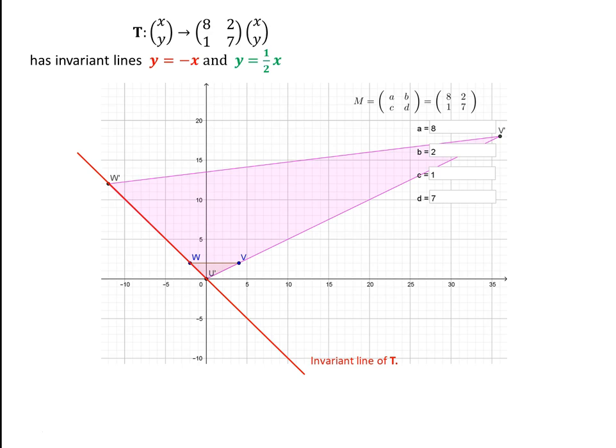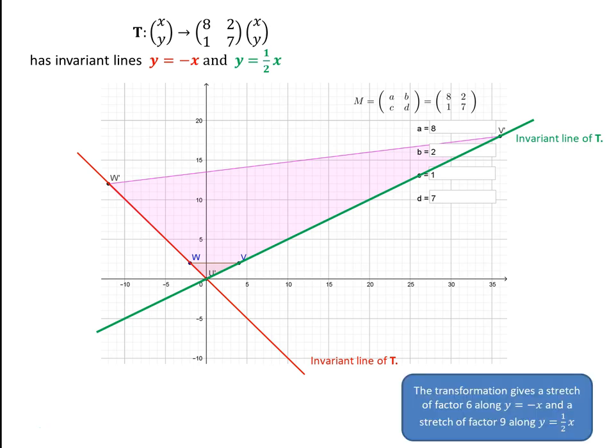So we can mark in our 2 invariant lines for the transformation, and we can comment that the transformation gives us a stretch of factor 6 along the line y equals minus x, and a stretch of factor 9 along the line y equals a half x.